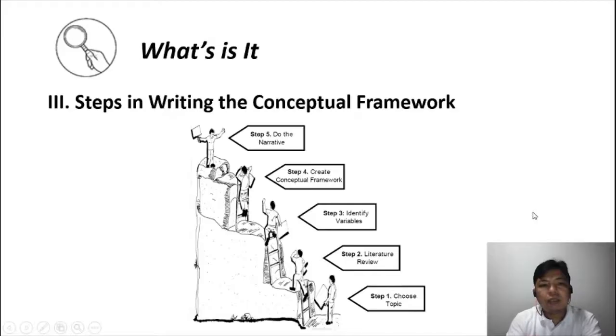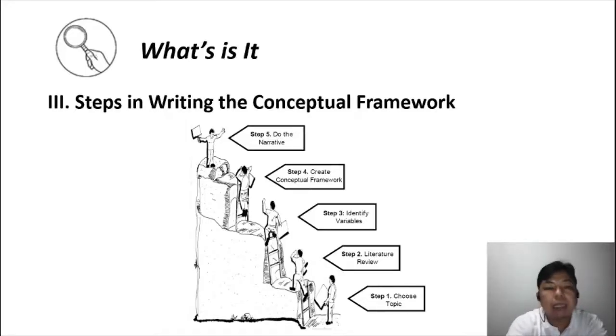Okay, now let's talk about the steps in writing the conceptual framework. Paano nga ba isinusulat or ginagawa ang conceptual framework? So we have 5 steps. So step 1, choose a topic. Step 2, do your literature review. Step 3, identify your variables. Step 4, create your conceptual framework. And step 5, do the narrative.